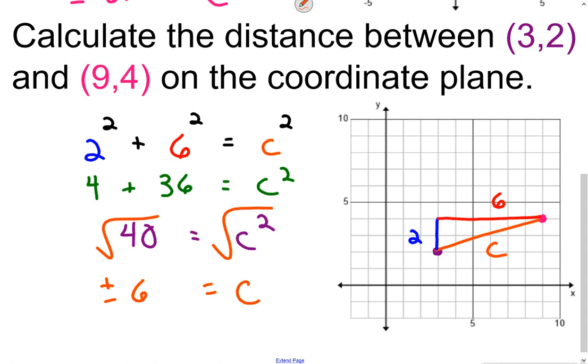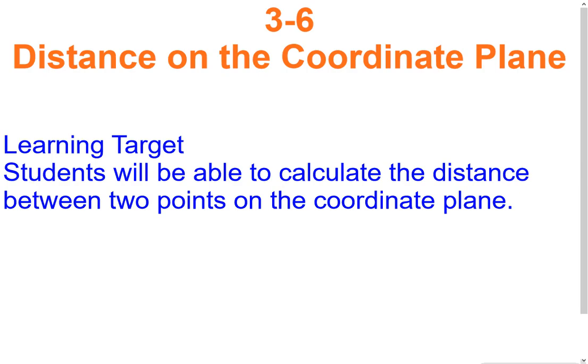So again, my equation would be plus or minus 6.3, but since we're trying to find the length of something, the negative doesn't make sense, and we have 6.3 units for the distance in between those 2 points. And that's going to conclude my lesson on calculating distances between 2 points on the coordinate plane.